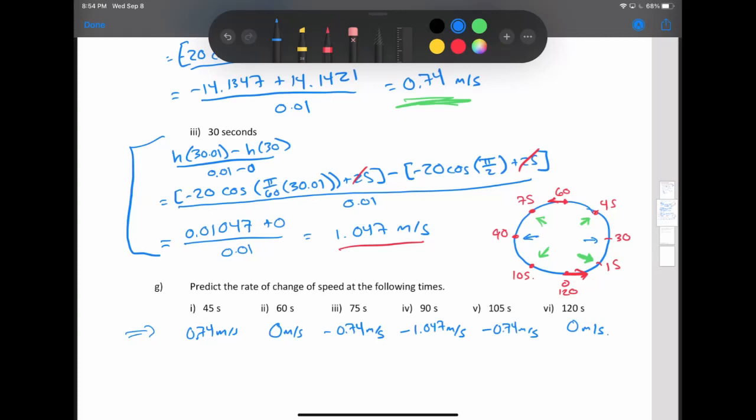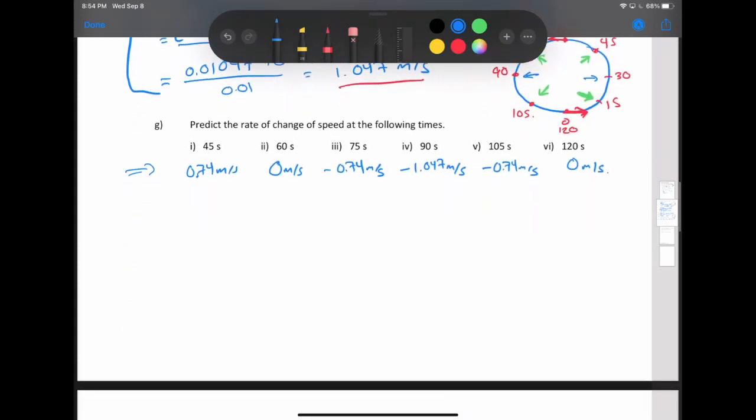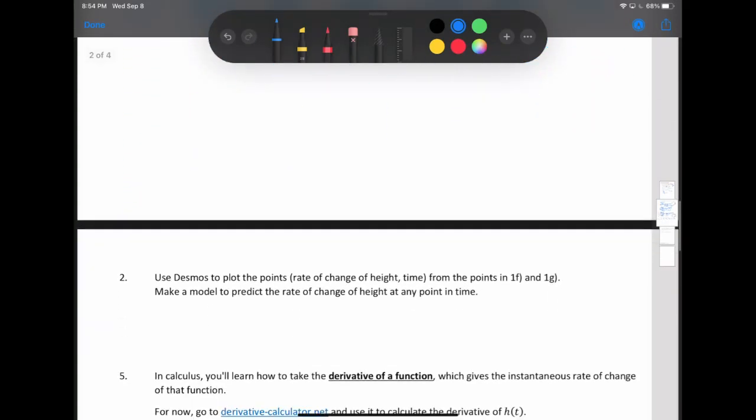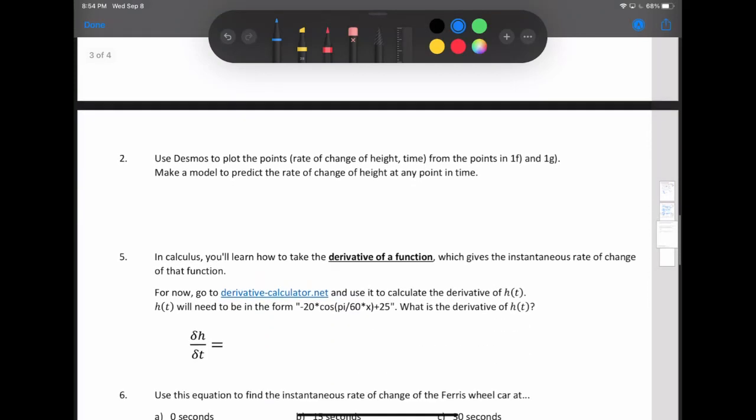Can we come up with a function that we can plug in any value for t and find out what the rate of change will be, or what the speed upwards will be? And the answer is, I think we can. So what we're going to do is use Desmos to plot those points. So I'm going to switch over to Desmos and start plugging in those points.